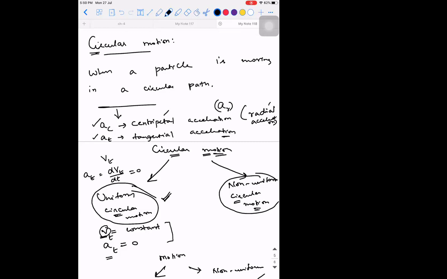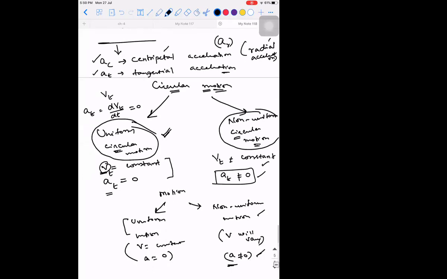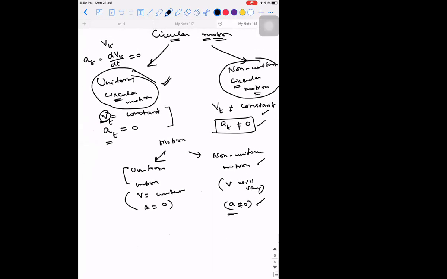Whereas in non-uniform circular motion, what will happen? The tangential velocity will not be constant and tangential acceleration will not be equal to 0. Will it be greater than 0, sir? Need not be. It can be less than 0 also. That is not our concern. It is a non-zero value, greater or less than 0 depending on whether it is accelerating or retarding. Wherever the tangential velocity is not constant and the acceleration is not equal to 0, that is non-uniform circular motion.